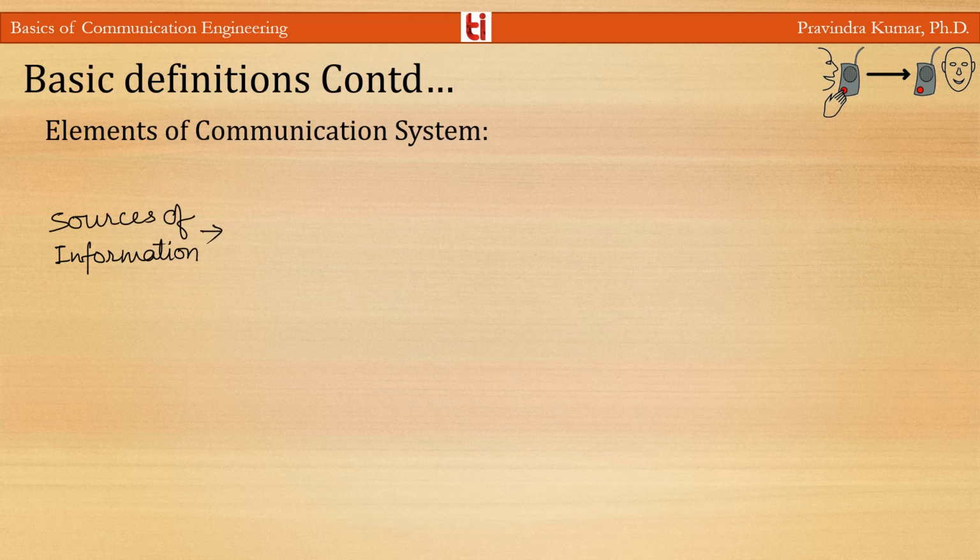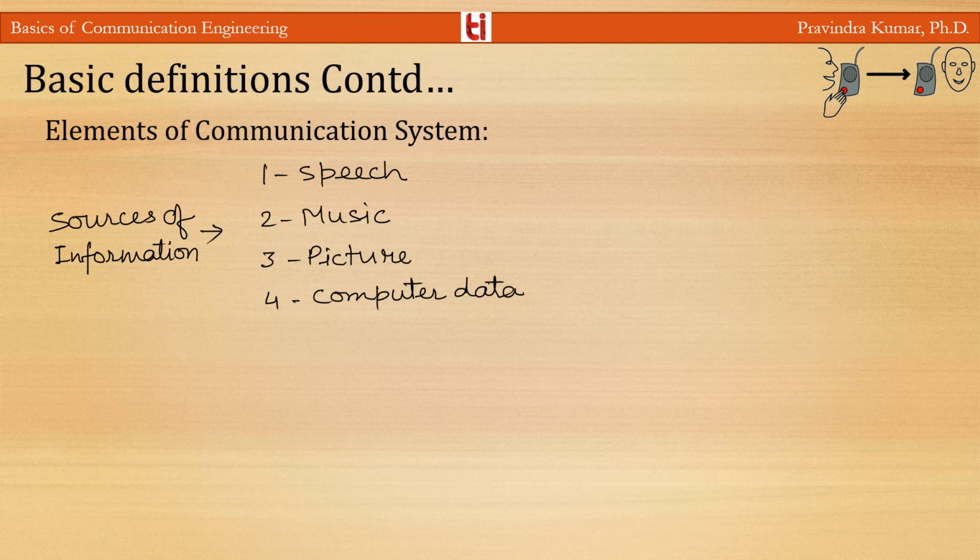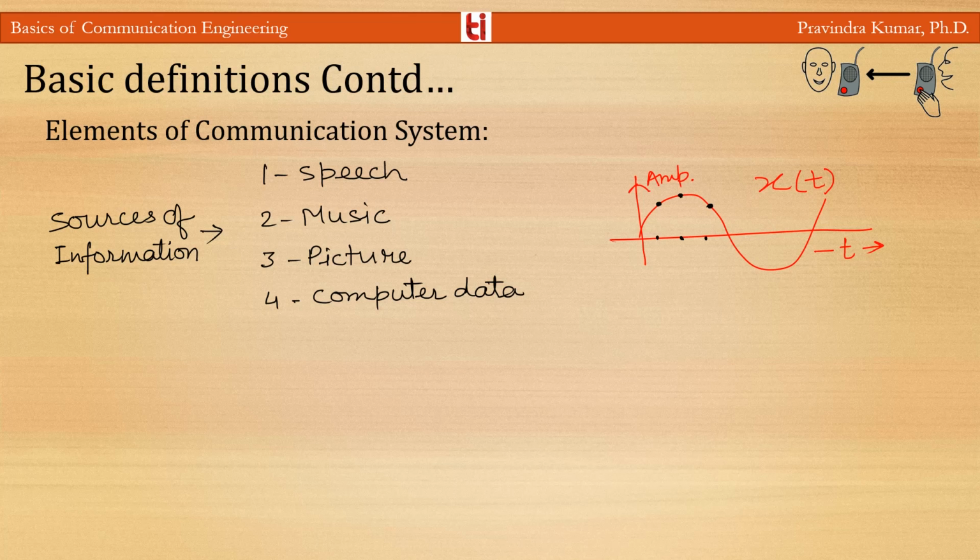Some of the important sources of information in a communication system are speech, music, picture, and computer data. A source of information is basically a signal which carries information. A signal is defined as a single valued function of time, x(t). Here t is the independent variable. That means at every instant of time the signal has a unique value, and this is the representation of the signal or information.